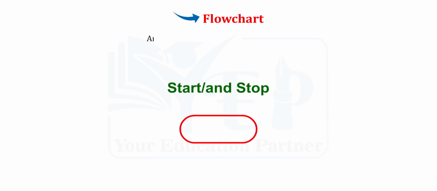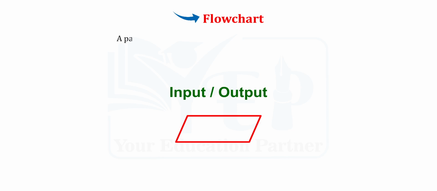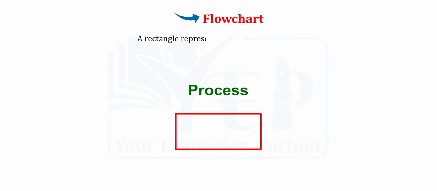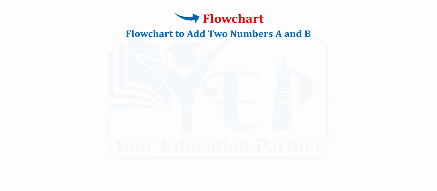Start and stop. An oval represents a start or end point. Arrows, or flow lines, indicate the direction of flow of control in a flowchart. Input-output. A parallelogram represents input or output statements. Process. A rectangle represents a process or formula. Decision. A diamond indicates a decision statement. Flowchart to add two numbers A and B.